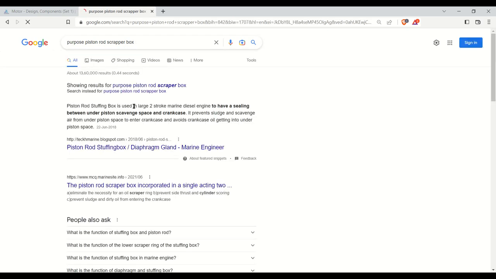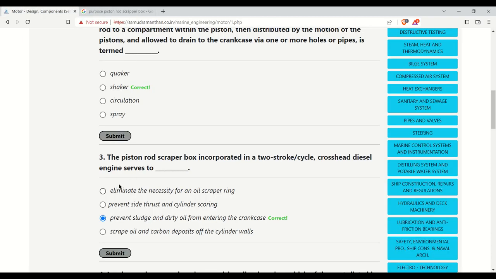Piston rod stuffing box is used in large two-stroke marine diesel engines to provide sealing between the under piston scavenge space and the crankcase. It mainly works as a separation between the crankcase space and the piston scavenge space, and it restricts the movement of sludge from going inside the crankcase space. Now let's move to the next question.